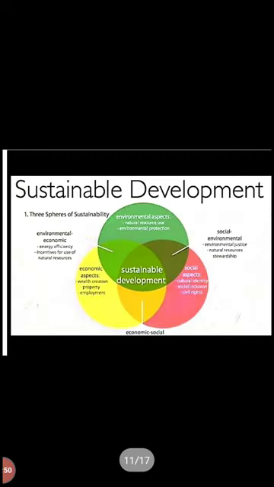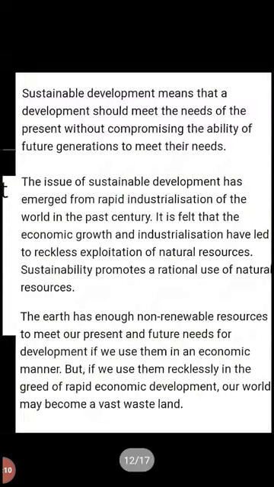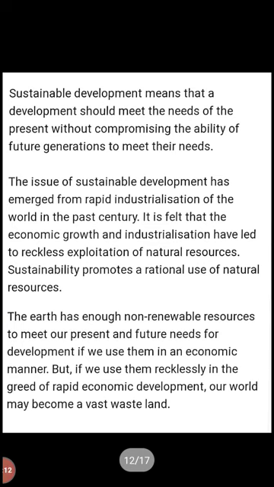Now come to sustainable development. Sustainable development means development which can be sustained for a longer time. Sustainable development means that development should meet the needs of the present generation without compromising the ability of future generations to meet their needs.